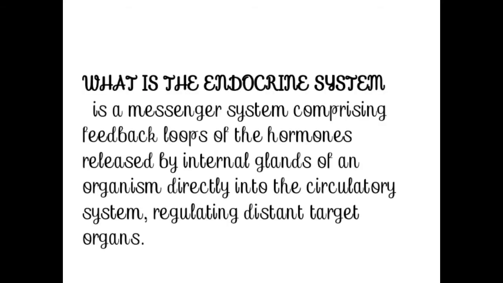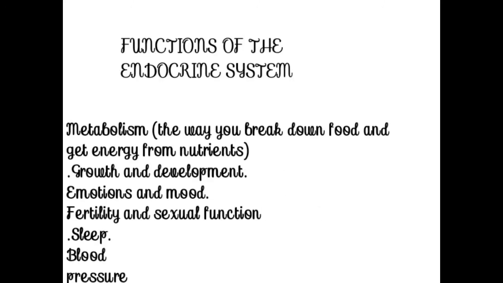So the endocrine system can be defined as a messenger system comprising feedback loops of the hormones released by internal glands of an organism direct into the circulatory system, regulating distant target organs. So this is the definition for the endocrine system. So what are the functions of the endocrine system?